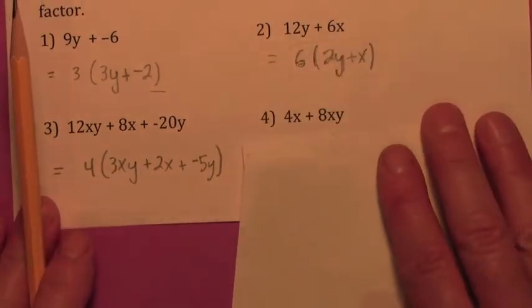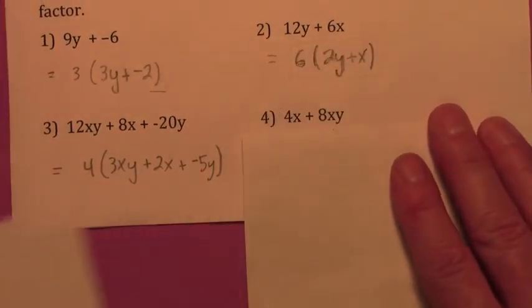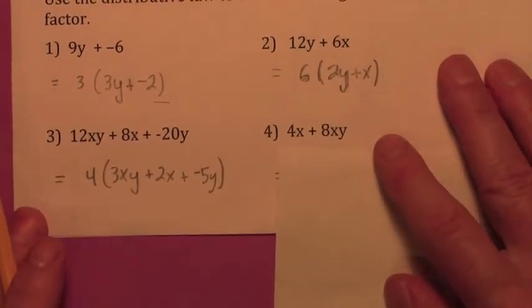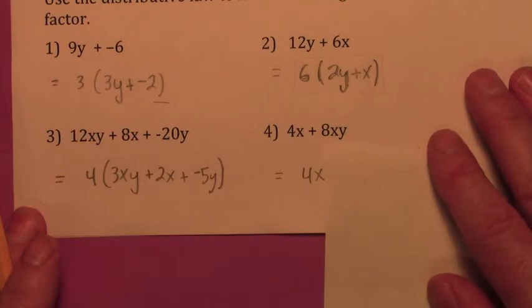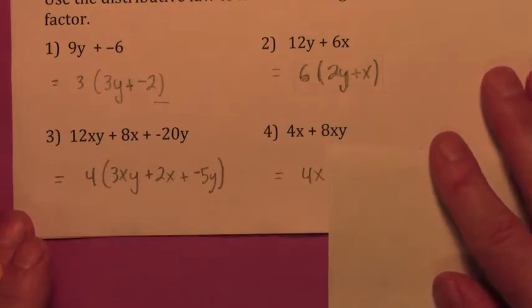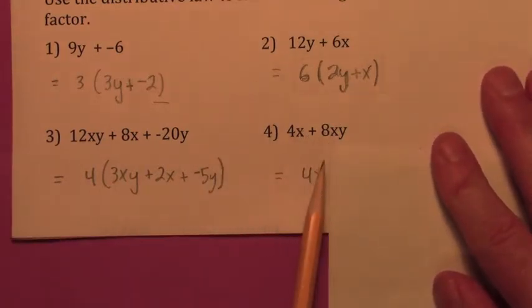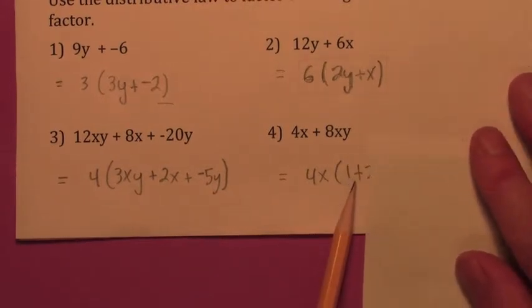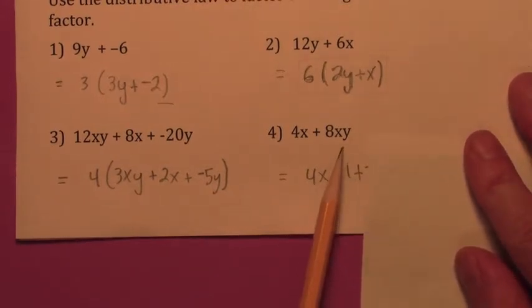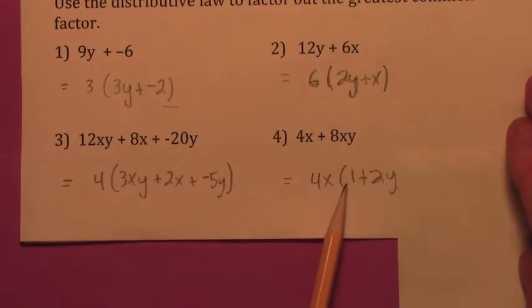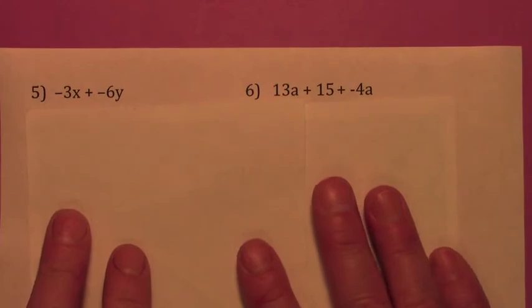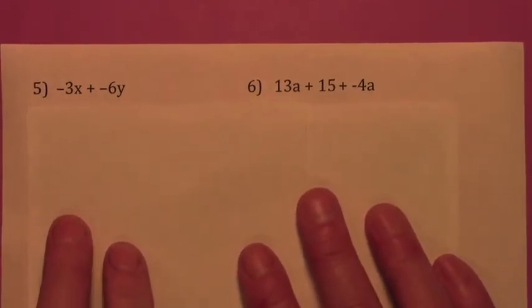Okay, let's do another one here. This one, what is the greatest common factor here? What is the biggest number that goes into both of these? Well, let's see, 4? Well, how about 4x? 4x is actually, x goes into both of them, right? What do you multiply 4x by to get 4x? The answer is 1. Don't forget that 1 there, that's really important. What do you multiply 4x by to get 8xy? The answer is 2y. This is considered factored because it's written as a product. Okay, a couple more, then I'll give you some to practice.